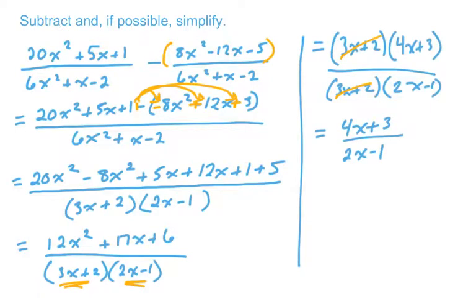You will notice that I factored the numerator into 3x plus 2 and 4x plus 3. And then you can see I have in yellow here that the 3x plus 2 cancel out, and we're left with a final answer of 4x plus 3 divided by 2x minus 1.